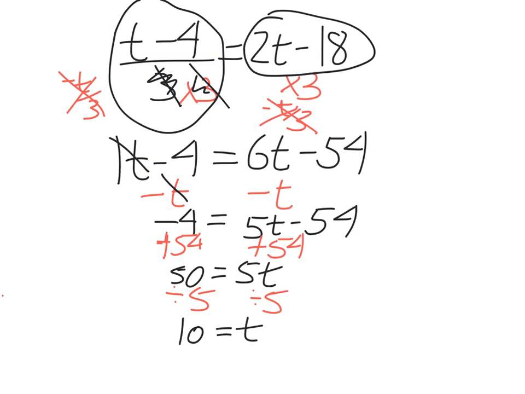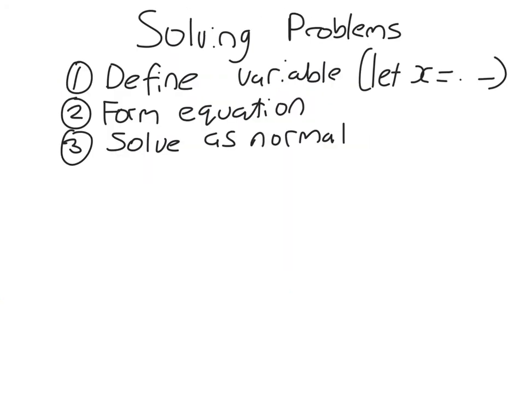Now the last thing I have to go through is how to solve problems using equations. So whenever you're solving a problem using equations, follow these steps. Firstly, let x, or whatever letter you choose, be the thing you're trying to find. Secondly, you've got to rewrite all the information given into an equation, and then you solve as normal. Let's look at some examples.